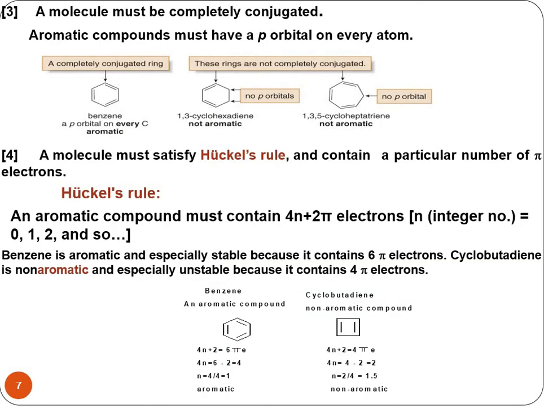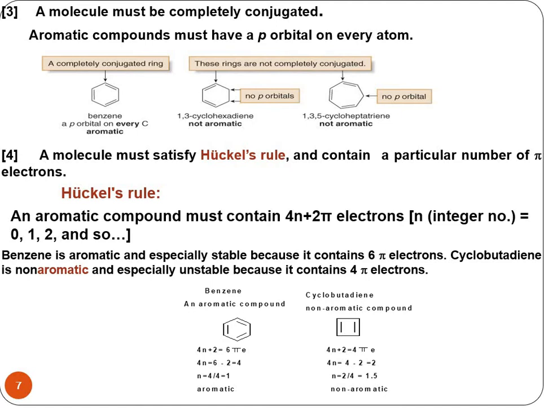Now, a molecule must be completely conjugated. An aromatic compound must have a p orbital on every atom. So, a completely conjugated ring, you can see benzene, a p orbital on every carbon, aromatic. These rings are not completely conjugated. So 1,3-cyclohexadiene is not aromatic, 1,3,5-cycloheptatriene is not aromatic, no p orbital on one carbon.